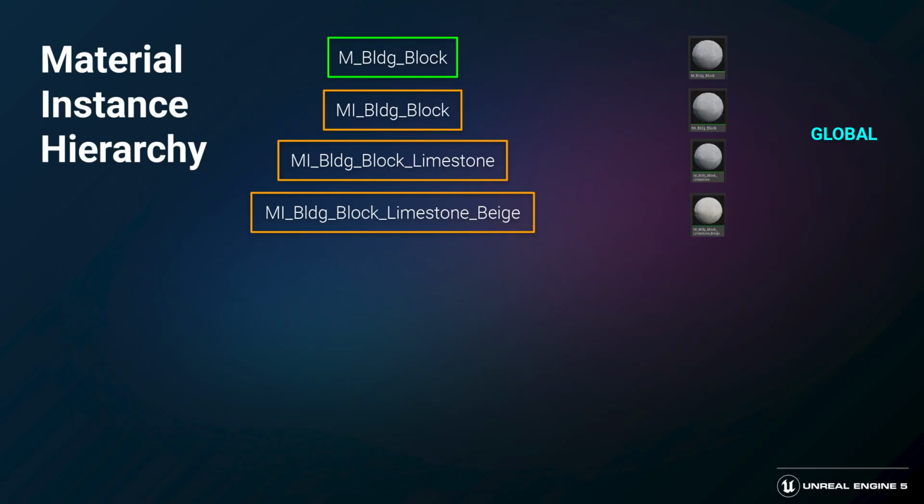Now that we have our building material, we need to assign that material to all of our instances. We start with the global material at the top level, which is the parent of everything below. We then add instances at the global level to set parameters that might be changed across every block material in the whole show. We also add an instance to set the kind of textures, for instance limestone in this case, and then we add another layer which sets a color.